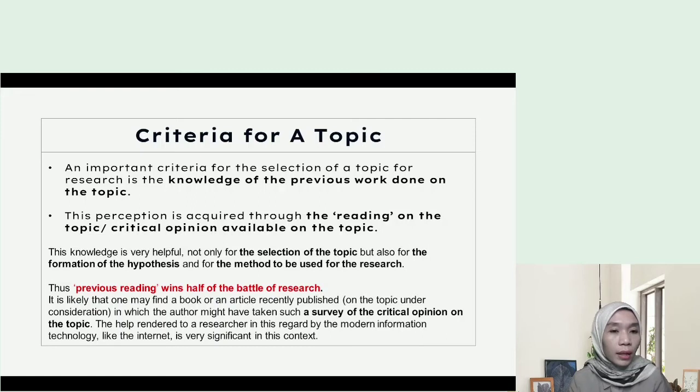And here, it's clear to say that previous reading wins half of the battle of the research. If you have knowledge of the previous work done, it means you win half of the battle. Why? Because the second half will be only for you to conduct the discussion or the analysis, then done.